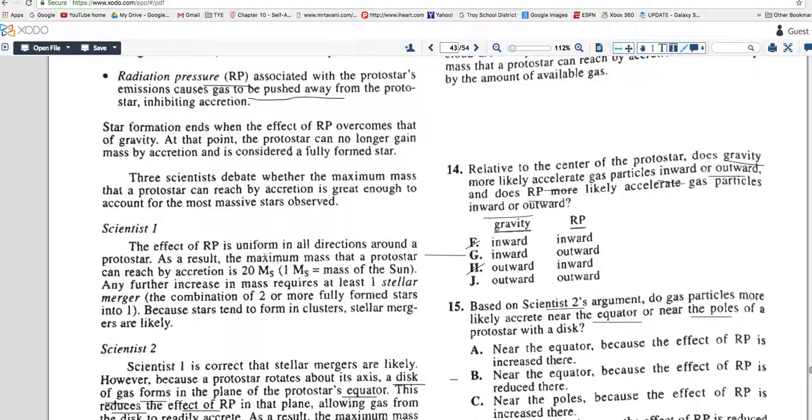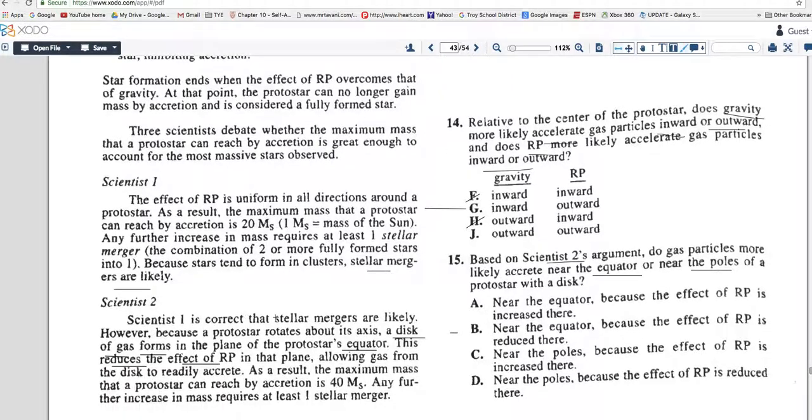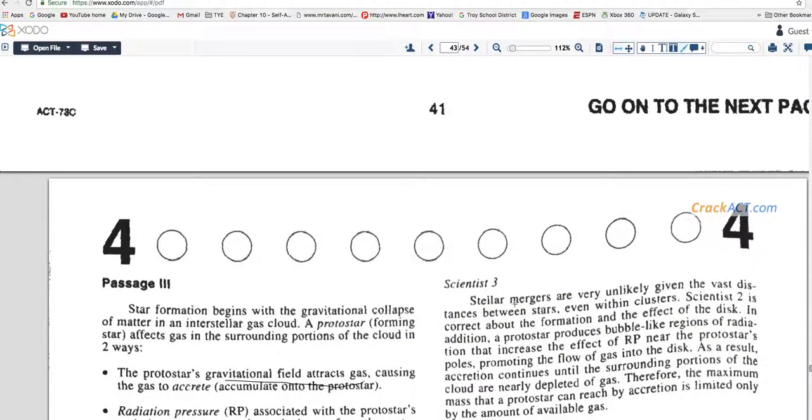Okay, so scientist one believes that stellar mergers have occurred, and scientist two agrees with scientist one about stellar mergers being likely, but scientist three does not agree and thinks that given the vast distances between stars, they're very unlikely.